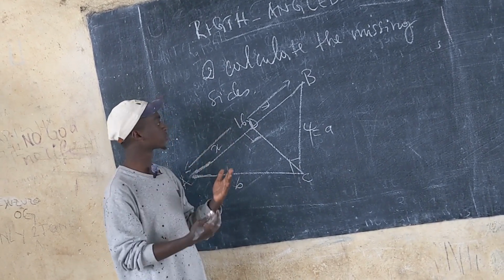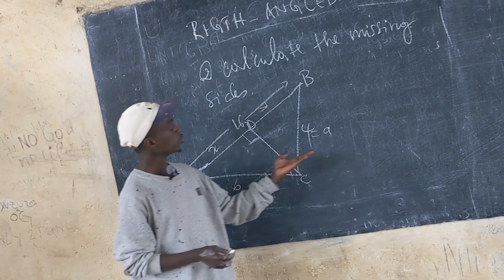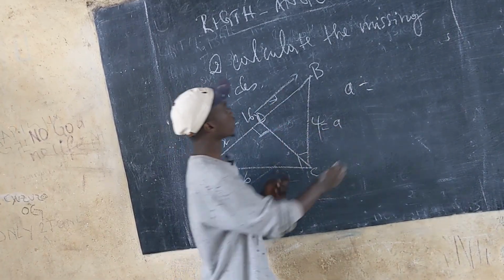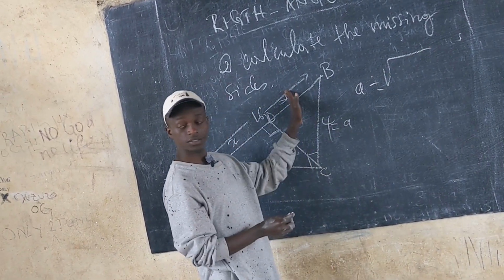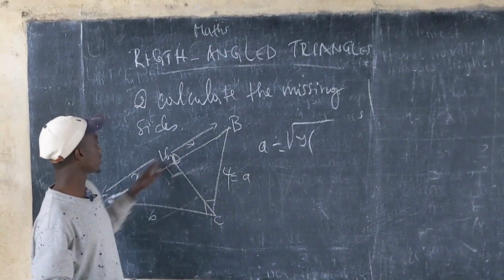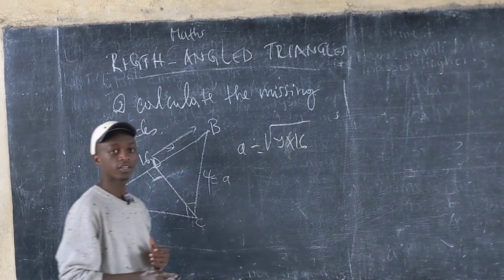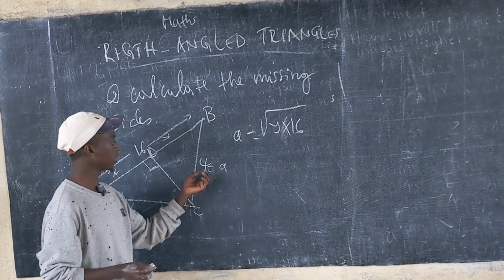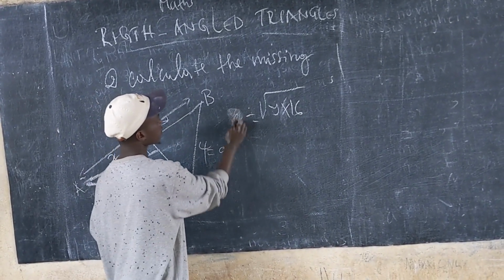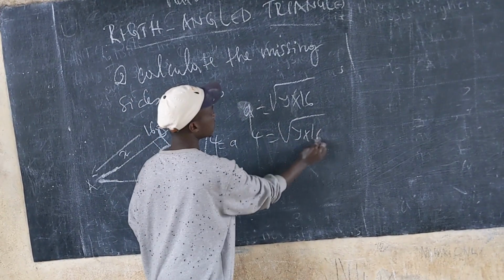How am I going to get this side and these sides? Firstly, do you remember that this side A must be equal to the square root of this side, which is equal to Y, times the sum of the hypotenuse, which is equal to 16. Firstly, what is the value of A? A is equal to 4. So 4 equals the square root of Y times 16.